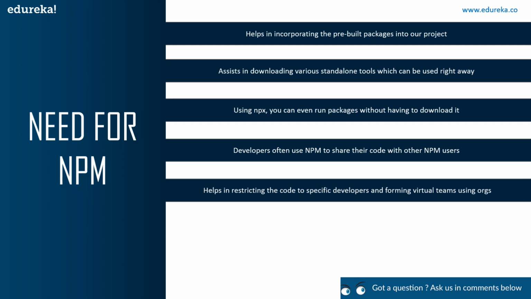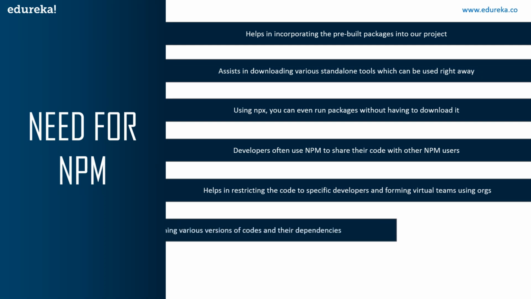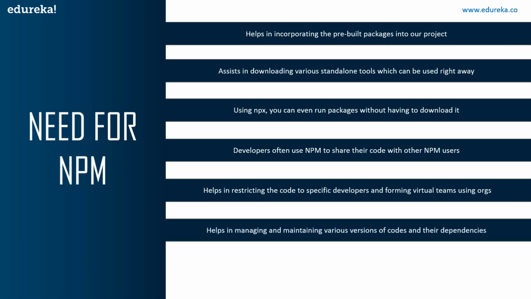Now, what is this orgs here? Orgs means organizations. So you can create orgs, that is organizations, using Node.js and NPM to coordinate package maintenance, coding, and sharing with the developers. So you can form virtual teams using orgs also. It helps in managing and maintaining the various versions of the code and their dependencies, which means the code dependencies. So it allows you to maintain the different versions, and if any version comes in, it allows you to update that version also.